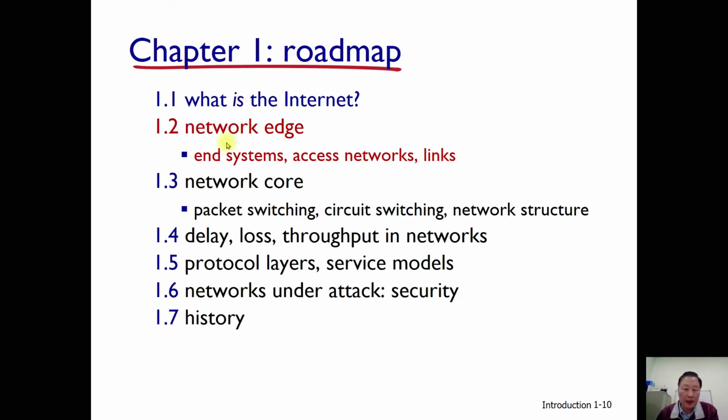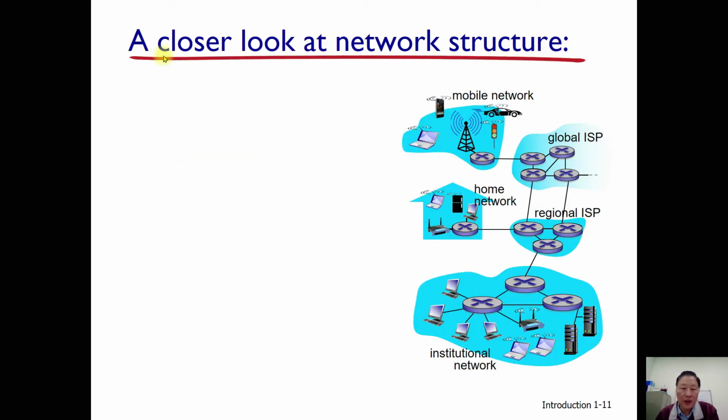Okay, this chapter explains the network edge. Edge means the end part of the network: the end systems, access networks, and communication links. We'll learn about this terminology. This is a closer look at network structure. Think about this mobile network, and this figure is the same as we saw already in the previous chapter.